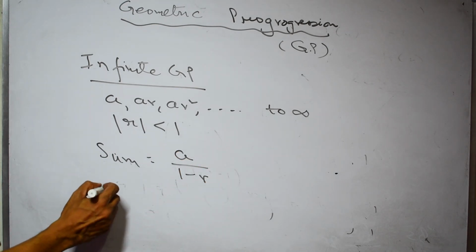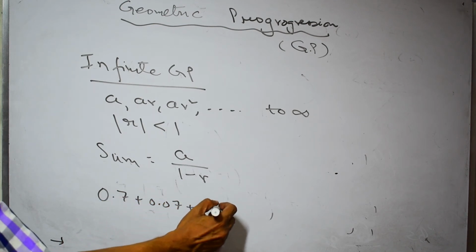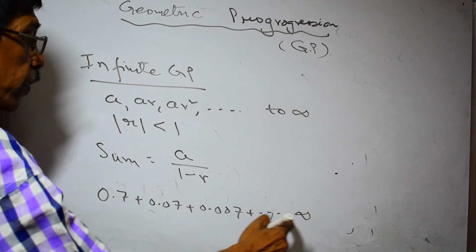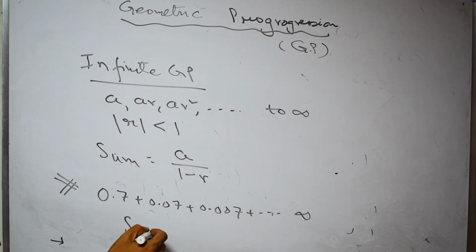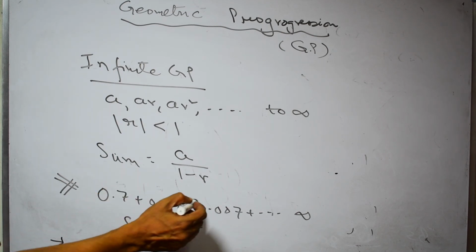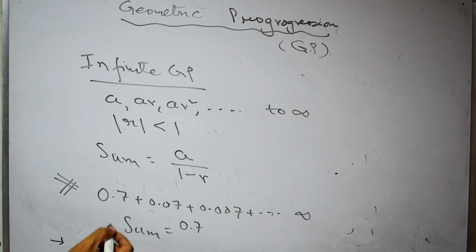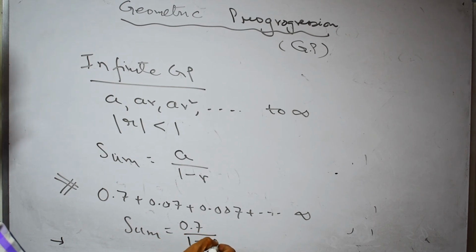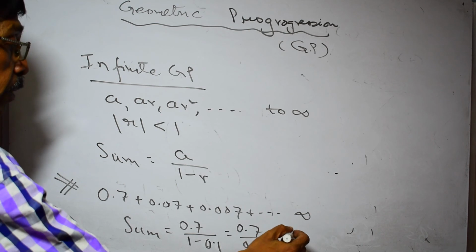Like we can have an example: 0.7 plus 0.07 plus 0.007, in this way to infinity. So what will be the total of this series? The sum will be A by 1 minus R. A is the first term, that is 0.7, and the ratio is 0.07 by 0.7, that is 0.1. Then 0.007 by 0.07 also gives 0.1. If I divide successive terms, we get the ratio as 0.1. So 1 minus 0.1 gives 0.9, and the result is 0.7 by 0.9, which is 7 by 9.